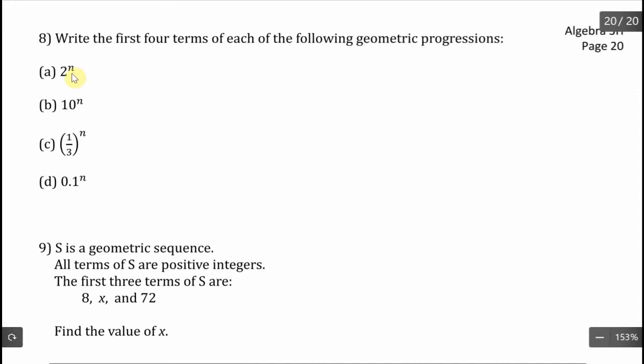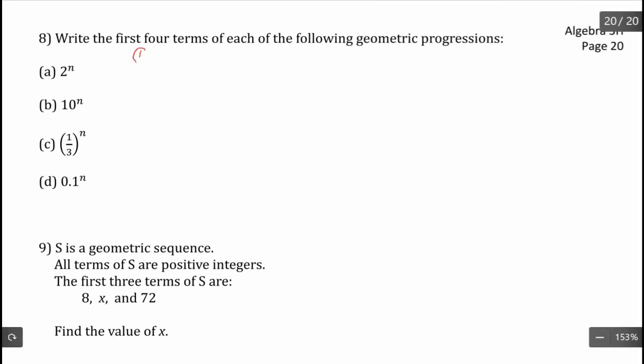Okay, here are 4 nth terms for geometric progressions. You'll notice that these are not first term times common ratio to the power of something. These are just something to the power of something, but they're still geometric progressions. You could think of it as the first term being 1, so 1 times each of these things.